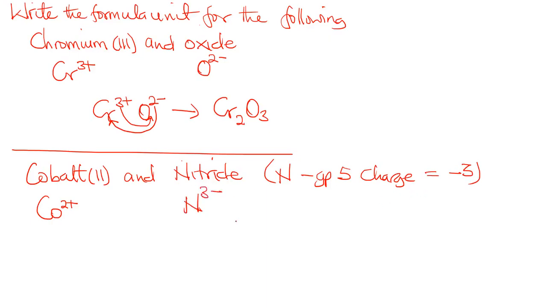So here we are going to have N3 negative. So if you bring them close together, you have Co2 plus and N3 negative. Just transfer this 3 to here, then transfer the 2 to here. So you are going to have Co3N2. So let's go on and solve another problem.